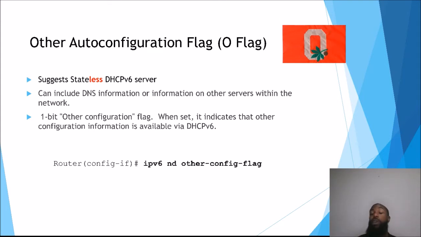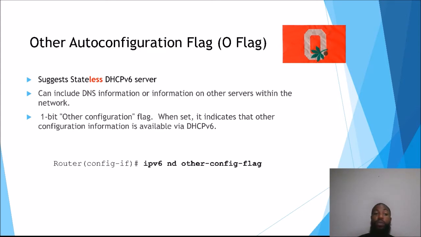So it's either going to be on or off, right? In binary, 0 is off, 1 is on. When there's a 1 in the O bit, they call it the O bit or O flag, this is turned on. When it's set, it indicates that other configuration information is available via DHCPv6. So that's given to us through the router advertisement.